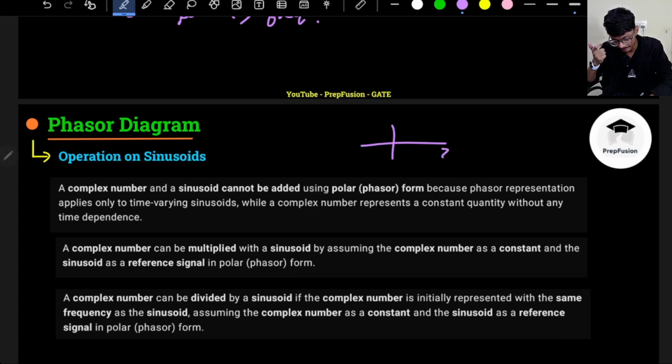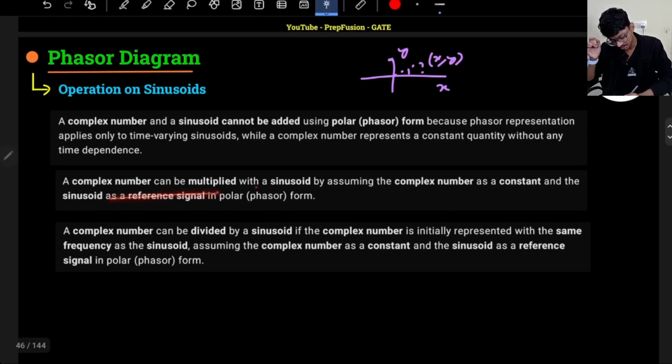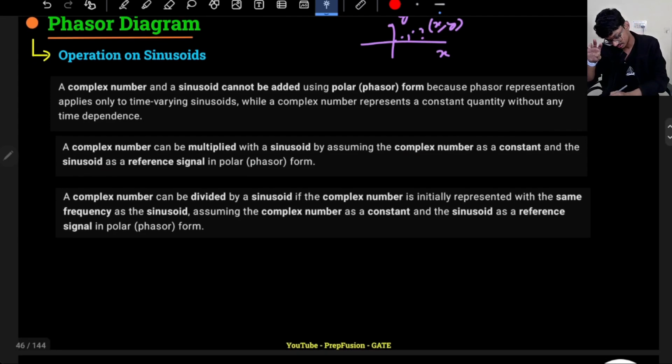the z plane. This is my real and this is my imaginary. In the z plane, a complex number is just a point. Okay, it is just a point. That's it, x comma y. A complex number can be multiplied with a sinusoid, assuming the complex number as a constant and the sinusoid as a reference signal in polar phasor. So yes, this is valid.